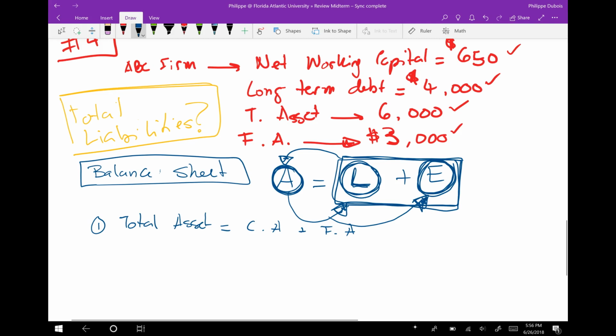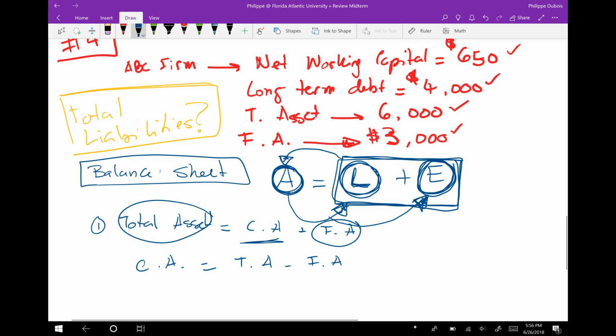Well, if you have the amount of your total asset and you have how much you spend on your fixed asset, well, this minus this equals to that. Simple as that. So your current asset equals your total asset minus your fixed asset. As simple as that, based on this equation. I'll repeat that again.